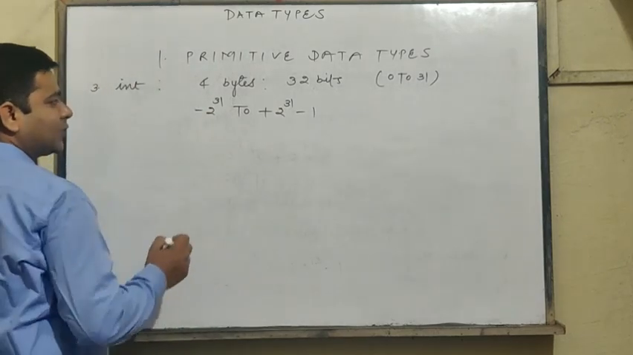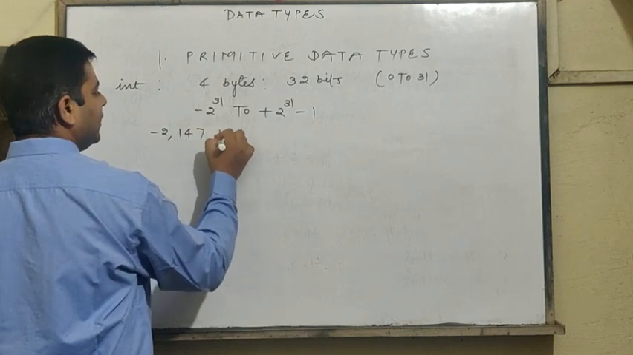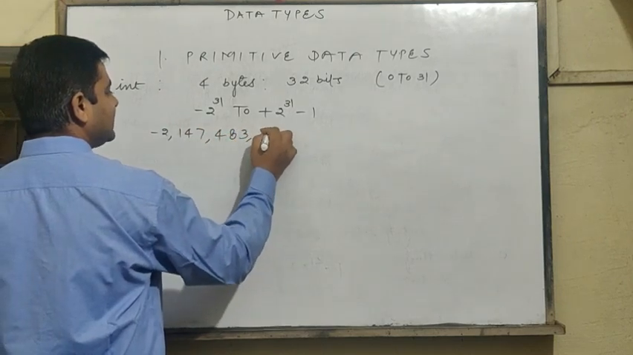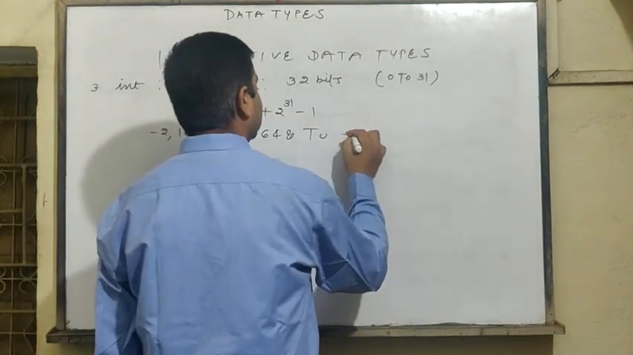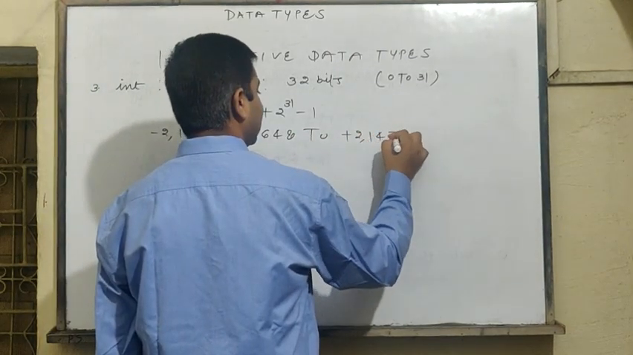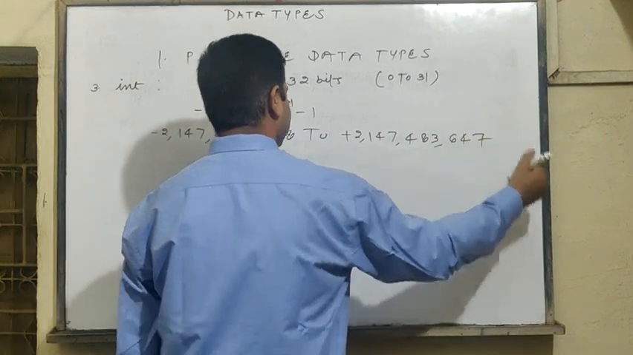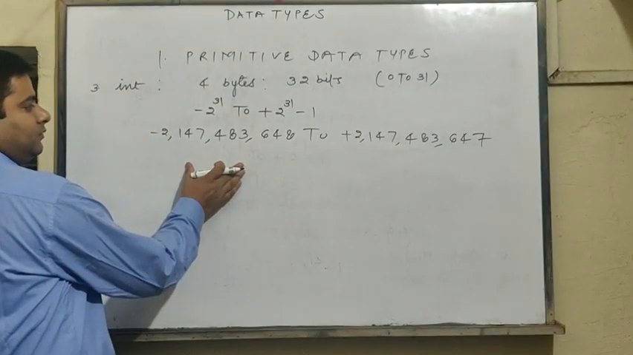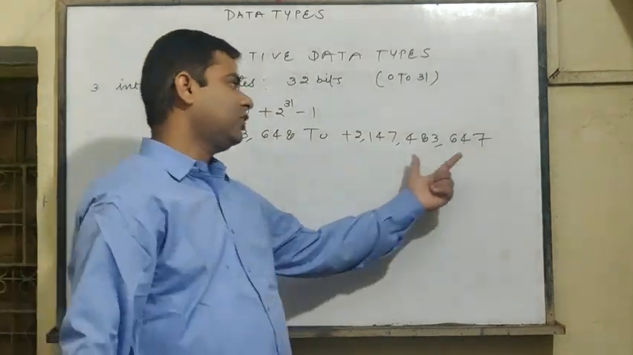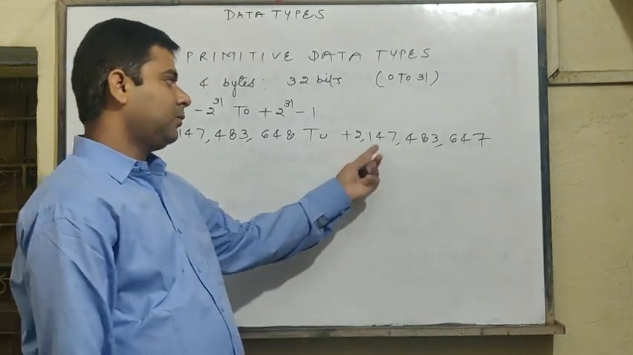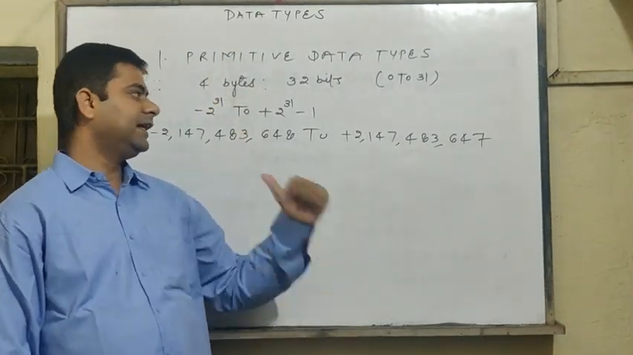So generally when you calculate it, you will get minus 2147483648 plus 2147483647. This is the minimum value that we can store in integer data type, and this is the maximum positive value that we can store in integer data type.